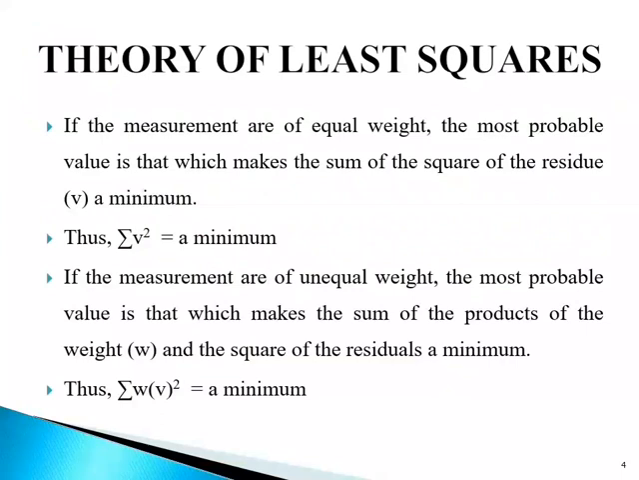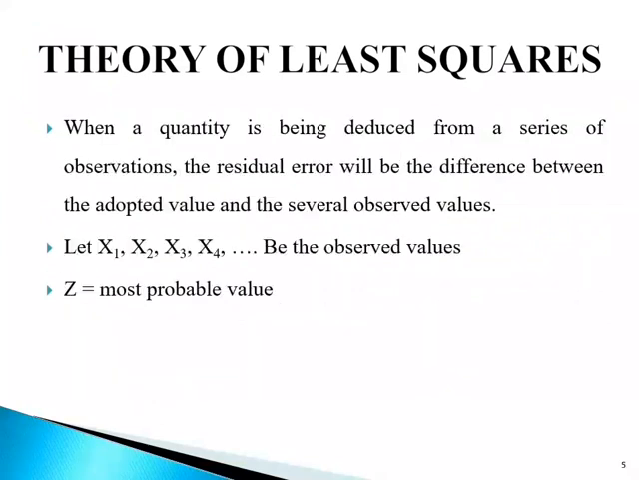And if the measurements are of unequal weight, the most probable value is that which makes the sum of the products of the weight, say small w, and the squares of the residuals a minimum. Thus, sigma w v whole square, that is summation w v squared, is equal to a minimum. So let us understand it with some procedure.